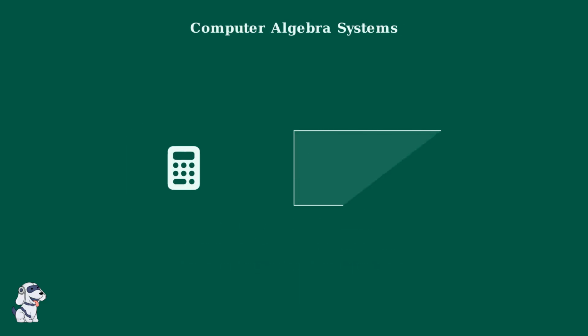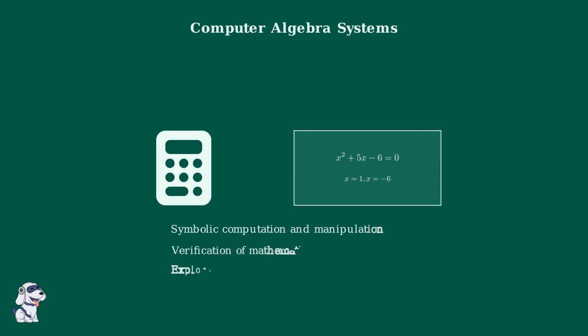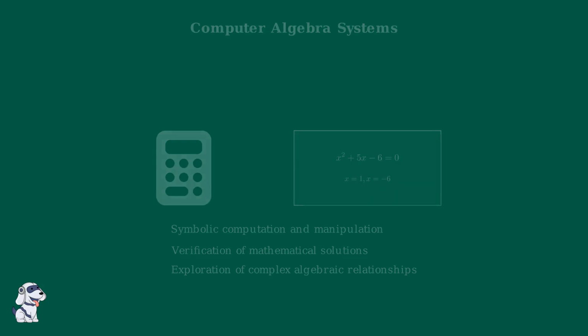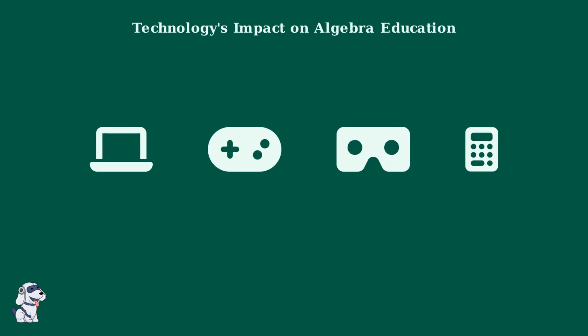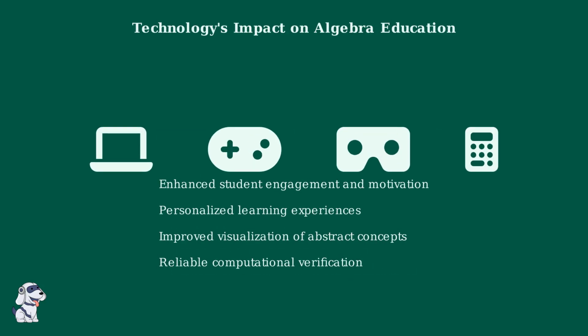Computer algebra systems provide powerful tools for symbolic computation and mathematical verification. These systems enable students to explore complex algebraic relationships and verify their solutions, ensuring reliability in experimental mathematics. Technology integration in algebra education creates more engaging, personalized, and effective learning experiences. From digital platforms to immersive virtual environments, these tools are reshaping how students understand and apply algebraic concepts, preparing them for success in our increasingly digital world.